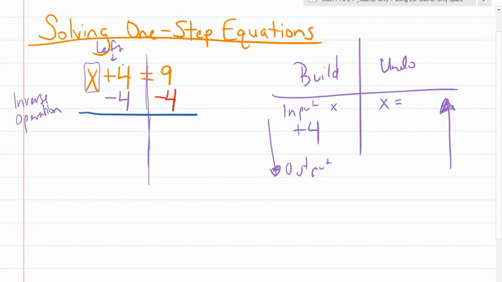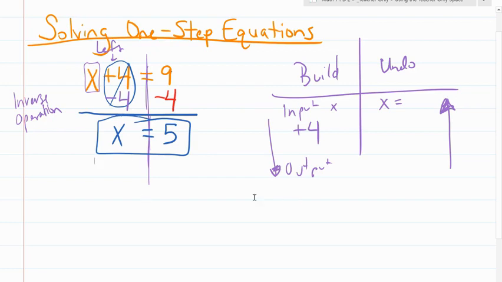These 4s, a positive 4 and a negative 4, that becomes a big 0, right? And that goes away from the left side of my equation. So all that's left on the left side is x. In the center, we have an equal sign. X is equal to 9 minus 4, which is 5. So that is our answer. Our equation is solved. X is equal to 5.